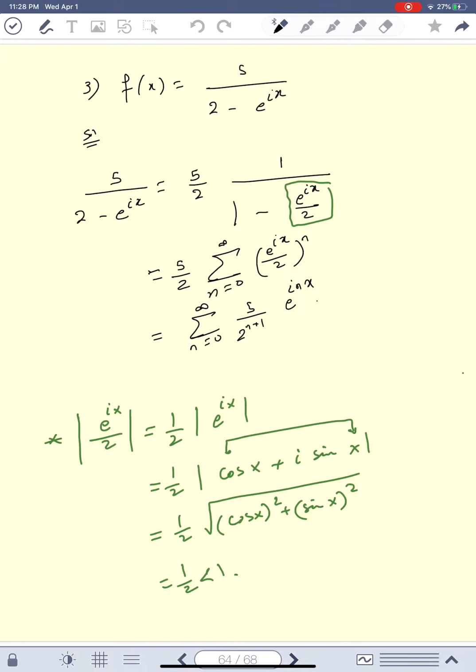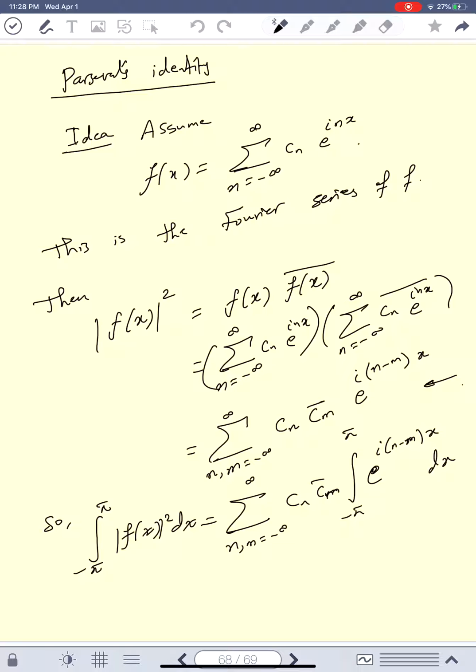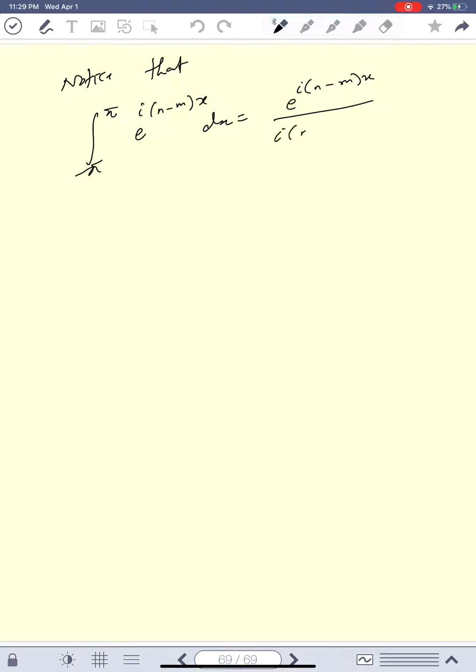So the idea in general, now we're integrating e to the I n minus m x dx from negative pi to pi. So if we do the integral here, what is this? It's the same thing over I n minus m from minus pi to pi. But I'm sure now everybody is saying, okay, this is not true if n was equal to m. So this is true only if n is not equal to m. Okay, so what happens when n is equal to m? We need to do it again.